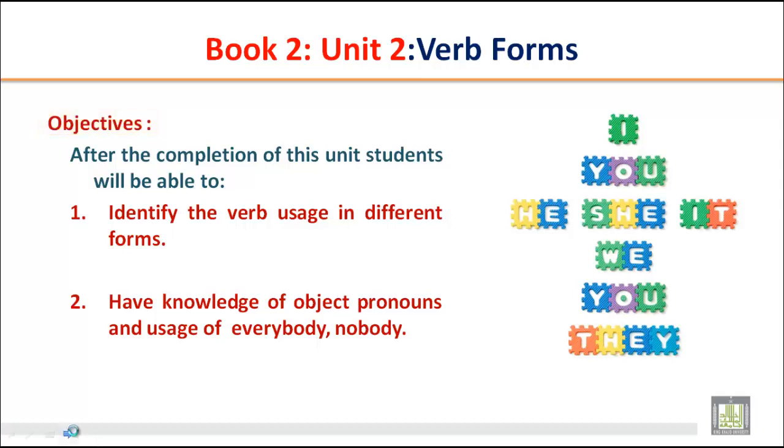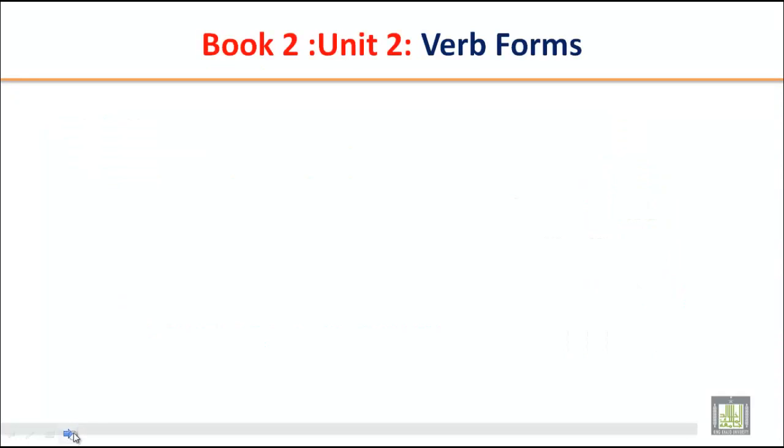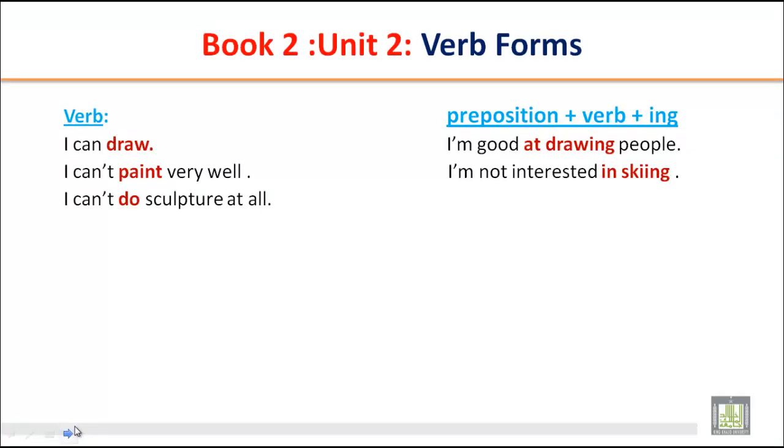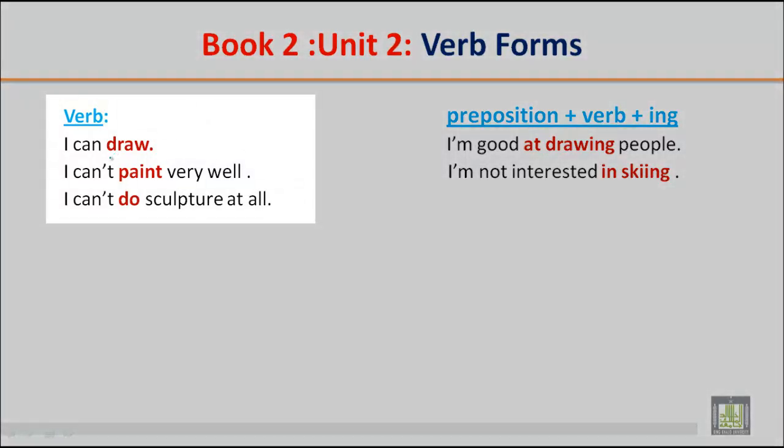Okay, now let's look at the verb forms in simple present. Let's look at the first form, like I can draw. I can't paint very well. I can't do a sculpture at all. Okay, so here we have just the verb.